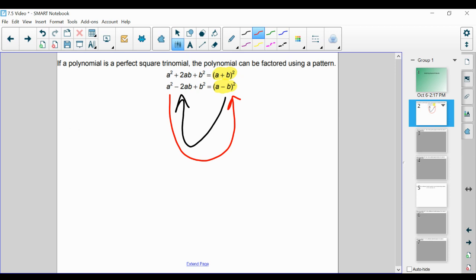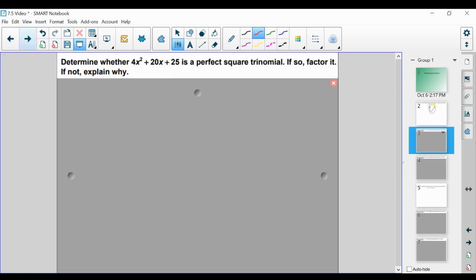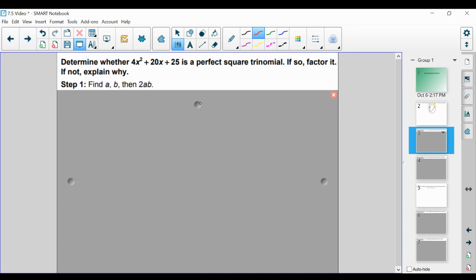So let's go through an example, and I'm going to be providing some insight along the way. We have to determine whether or not 4x squared plus 20x plus 25 is a perfect square trinomial. If it is, then factor it. If not, we're going to have to explain why. So what we're going to have to eventually do is find a, b, and then 2ab.